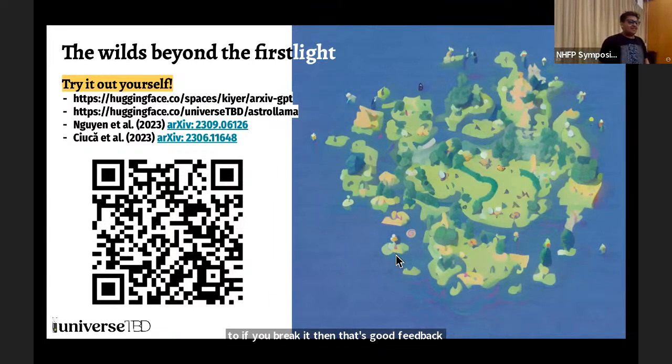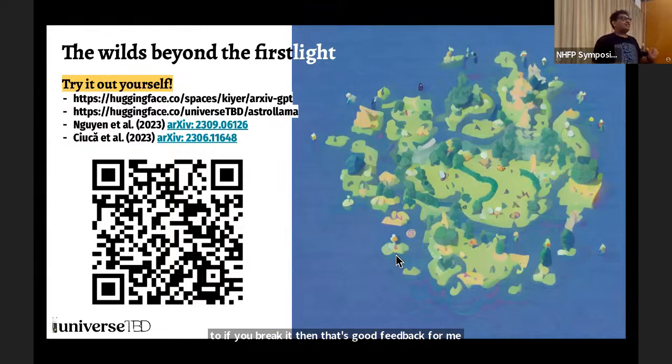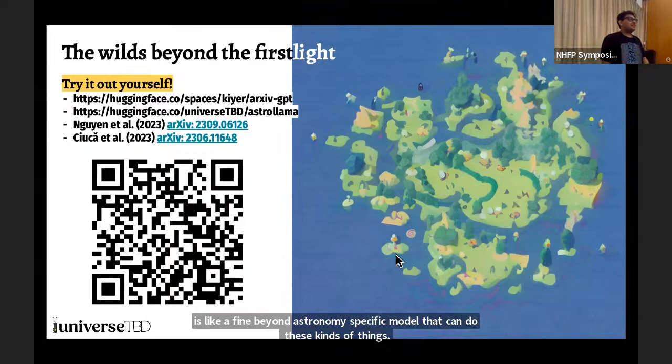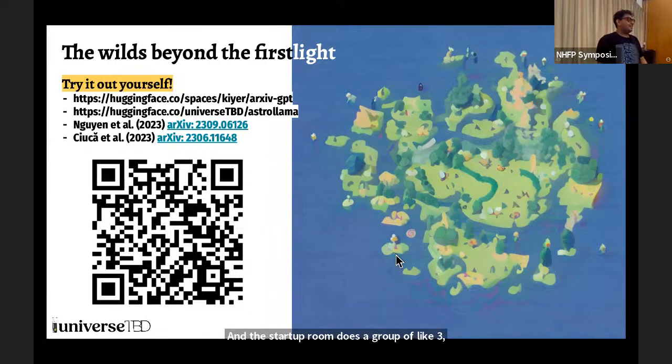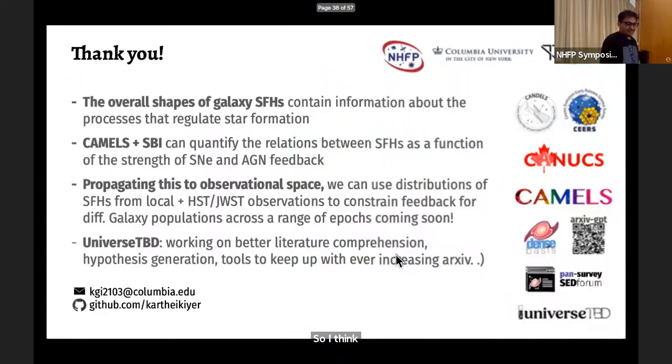We also made something called AstroLlama, which is like a fine tuned astronomy specific model that can do these kinds of things. And this started out as a group of like 3-4 people, and we are now 40 plus and growing. So I think because the field is growing so rapidly, there's so much to be done.